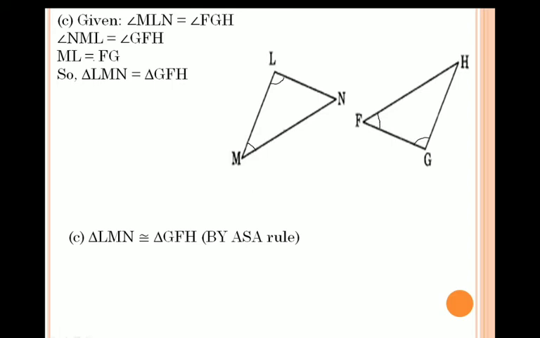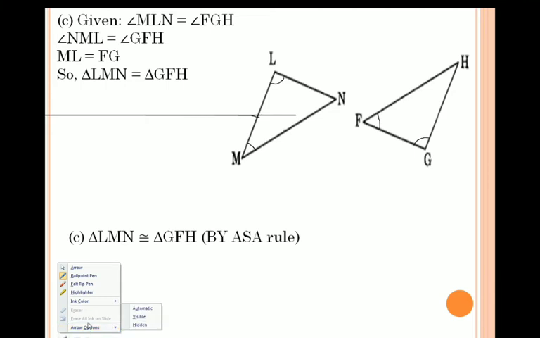Okay, so ML is equal to FG. Where is the ML? This is ML and this is FG. And now you can see this. These both sides are included by these two angles. So with the help of these equal parts, we can see that both triangles are congruent.